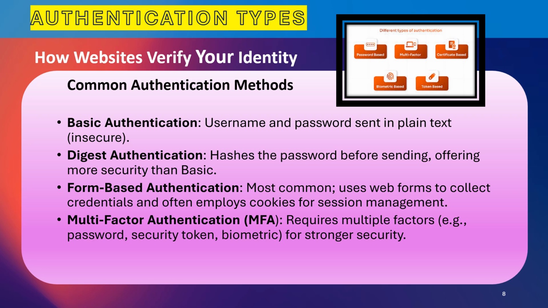Authentication types. Authentication is the process of verifying a user's identity before granting access. Basic authentication sends credentials in plain text, making it insecure. Digest authentication improves security by hashing passwords before transmission. Form-based authentication is the most common method, using web forms to collect credentials and manage user sessions with cookies.